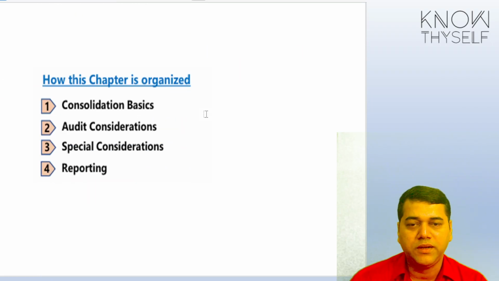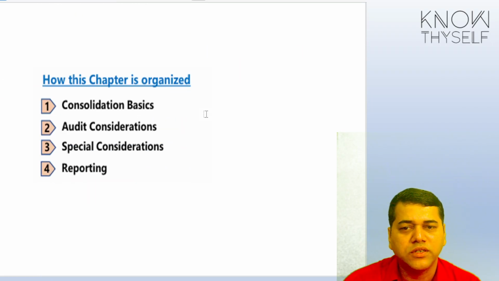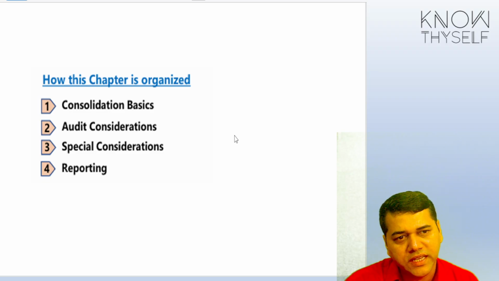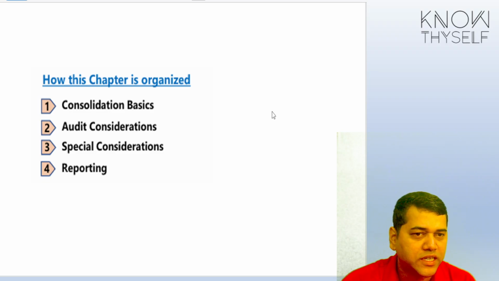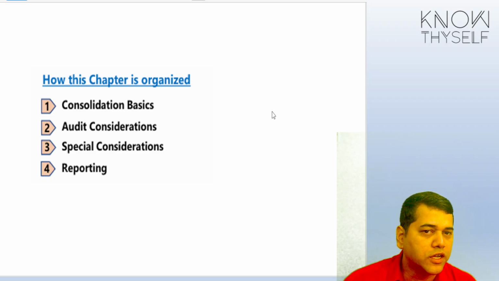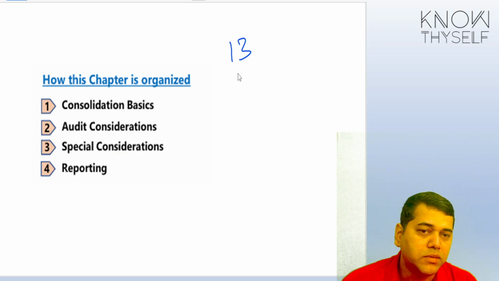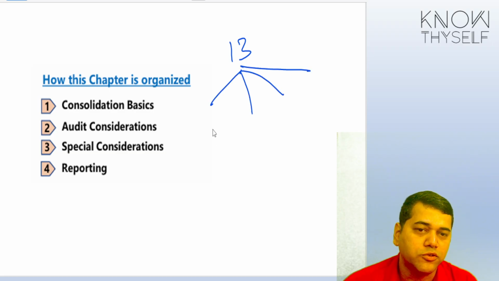Now, how is this chapter organized? We will see, students, there are only 4 concepts here. Remember, only 4 concepts. Because when any examination question comes, you have to catch the keyword. First, you need to figure out the chapter, and this chapter is chapter number 13. So in chapter number 13, where exactly the question fits, there are 4 concepts you need to remember.